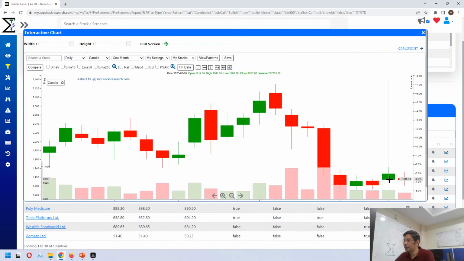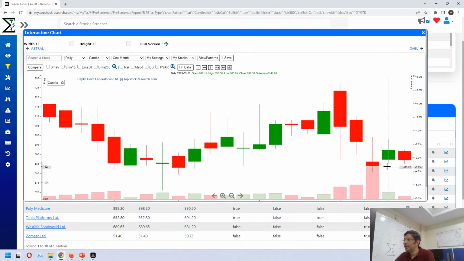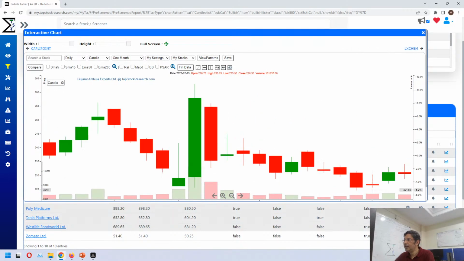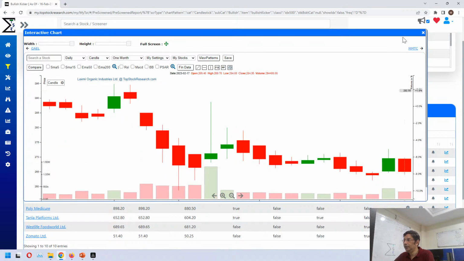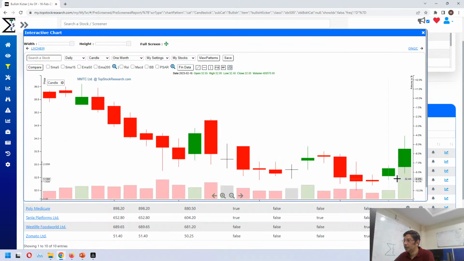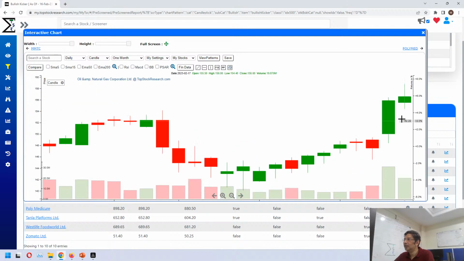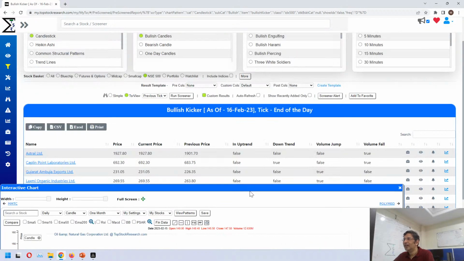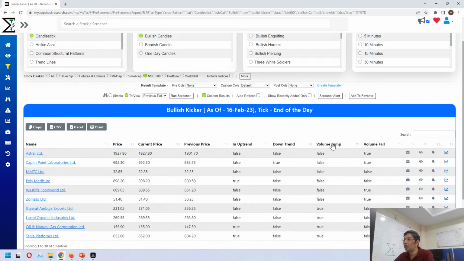So a kicker was formed here. That's one. Another example is here, right? This example is giving better results, right? Another example, right? So this one is good, right? This would have given you pretty good results. This one again a very good result, right? So what you should be looking at is a kicker with a jump in volume, right?